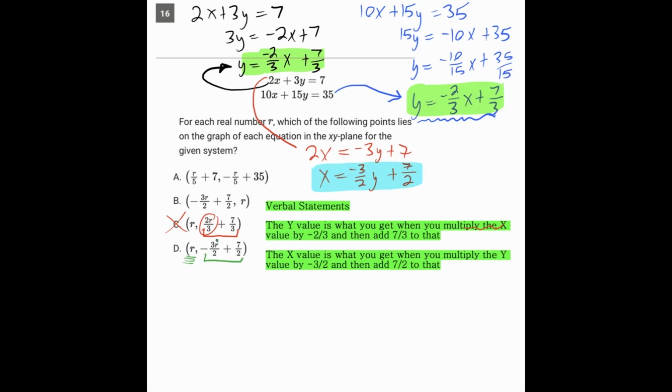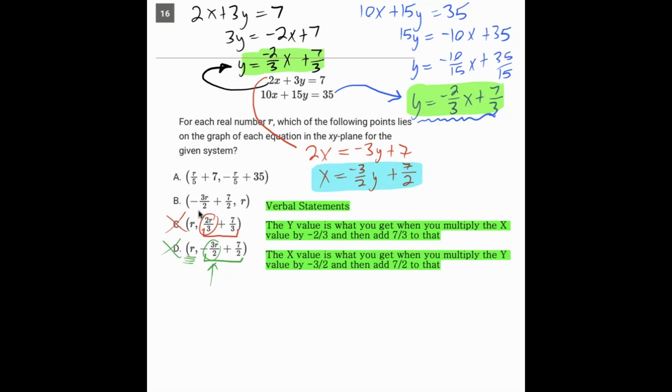it by -3/2. Well, here we messed up again because the y value is actually what you get when you multiply the x value by -2/3, not -3/2 like we have right here. So we've already gotten rid of answer choice D right there. Okay, let's go to B now.